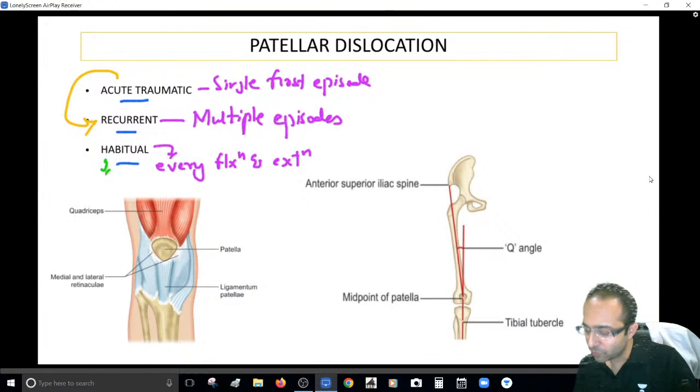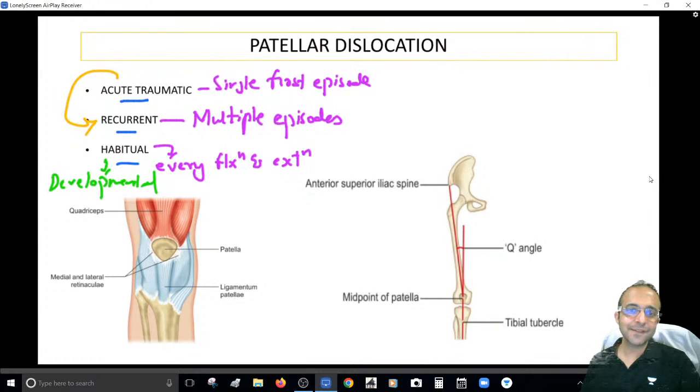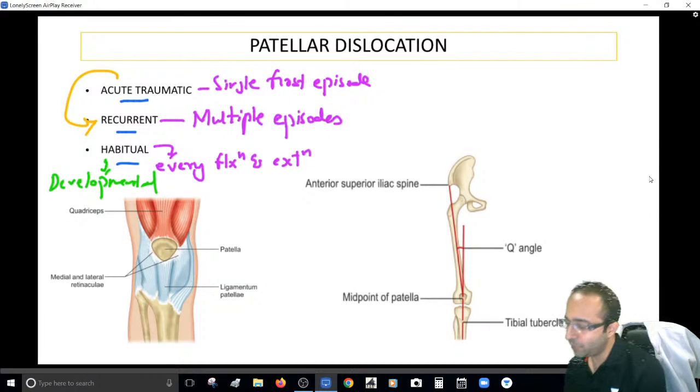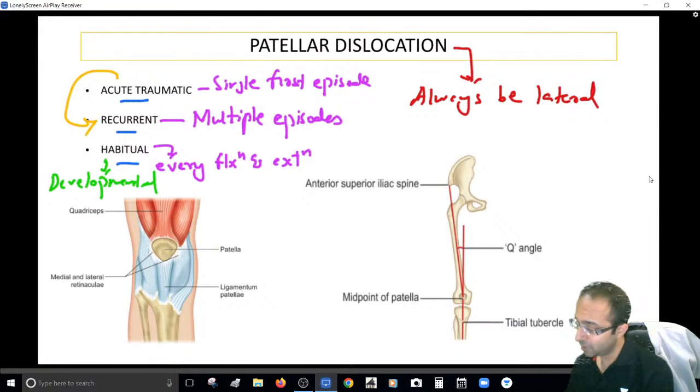Okay, and this acute traumatic is the cause behind recurrent episodes. Habitual dislocation is a developmental problem. The structure of the knee is not okay. Fine. Now the golden point. If at all there is a dislocation of the patella, it will always be lateral. Why? Due to a lateral pull by the muscle called quadriceps.